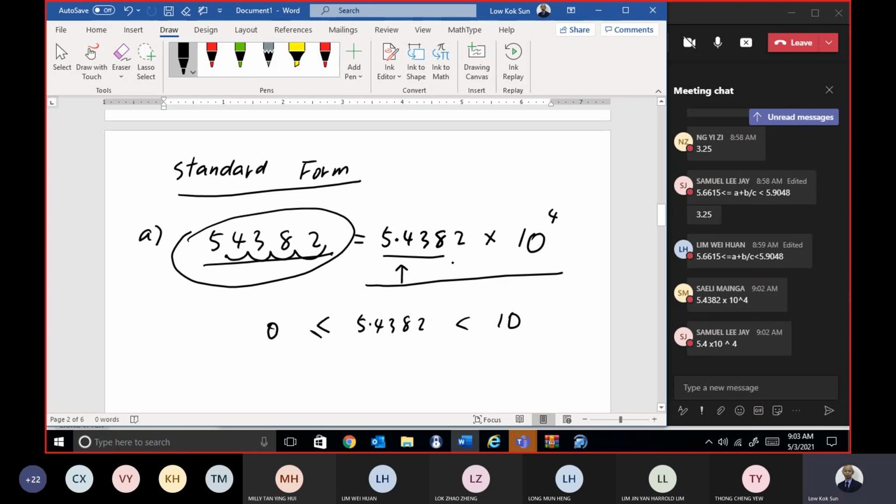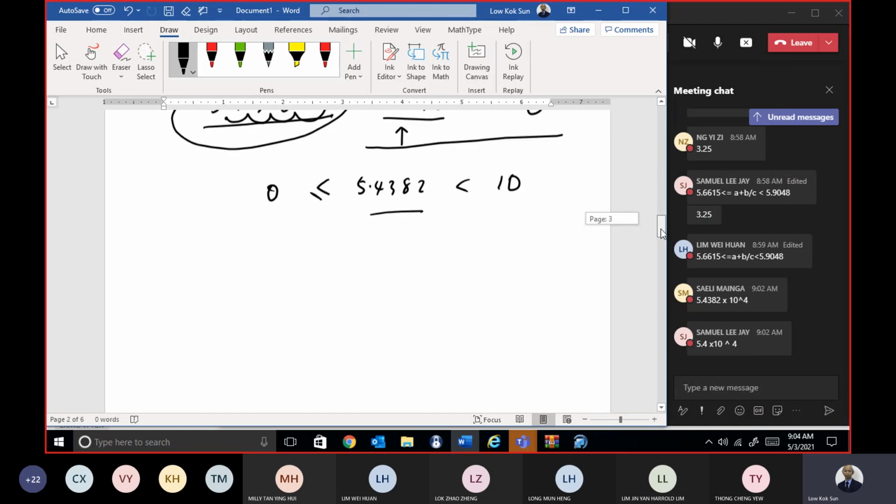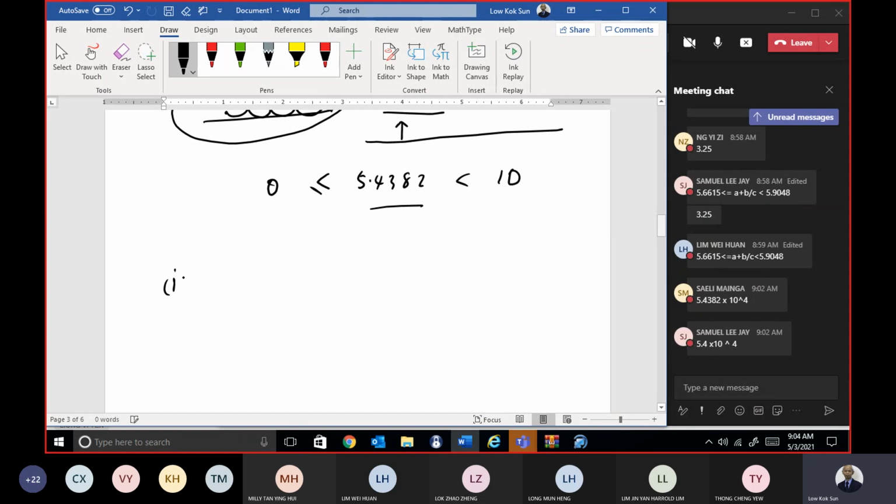Why is this a standard form? Because of this. The number, you can call this the front coefficient, is in the form of more than 0, less than 10. So if you can express any number so that the front one is more than 0, less than 10, then that is the standard form. You understand? Okay, we want to just quickly jot down one more example.